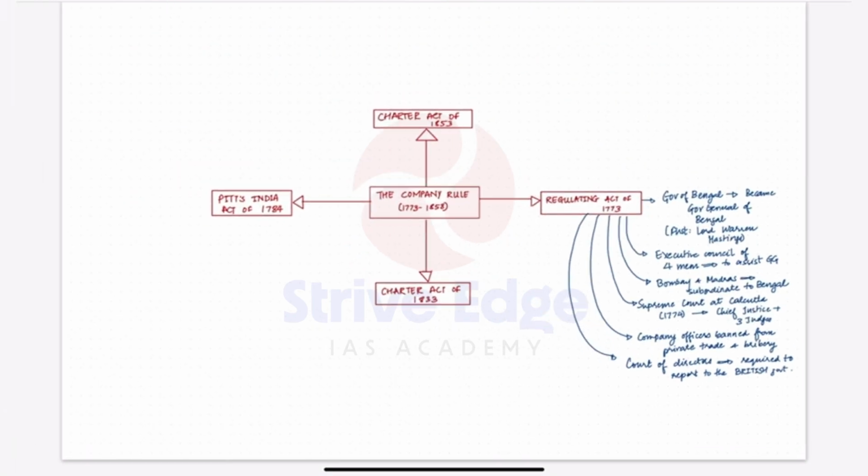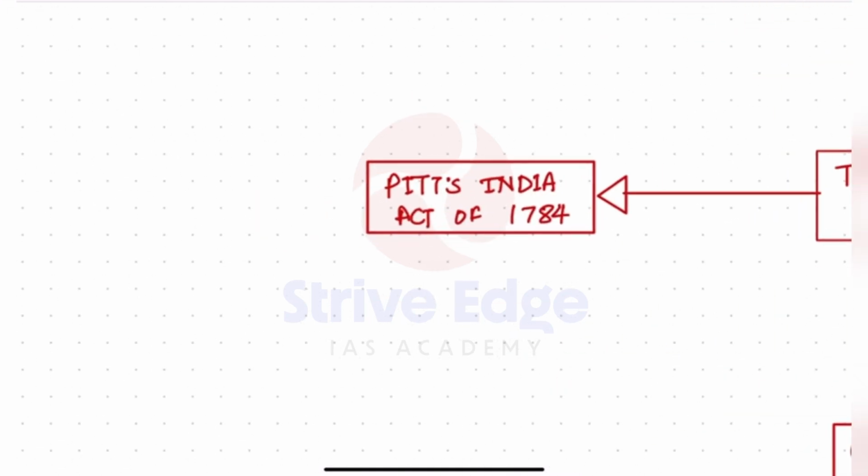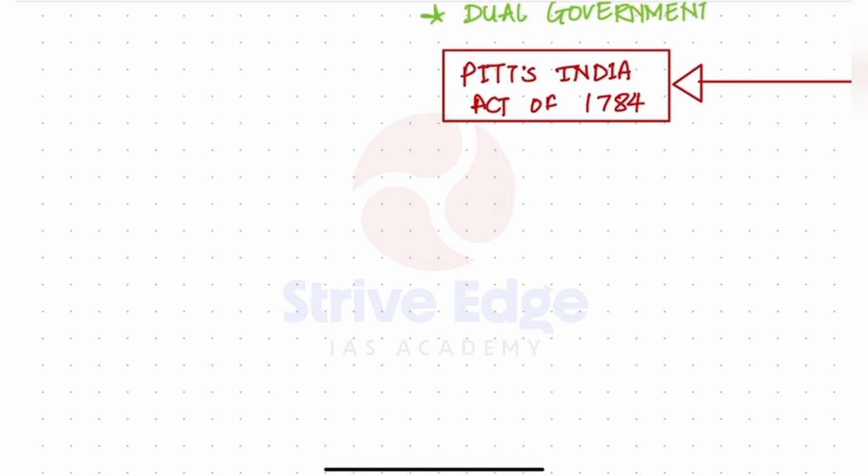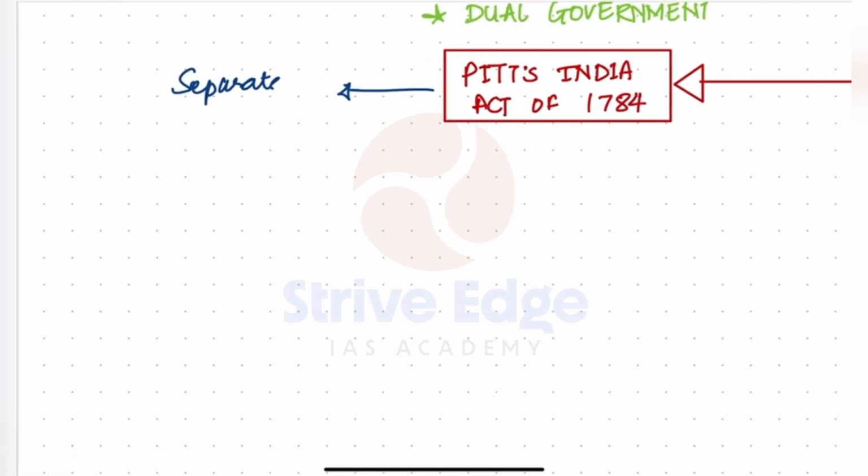While the Regulating Act of 1773 was a start, it had many flaws. The British corrected them with the Pitt's India Act of 1784, which introduced the concept of dual government. Here are the key features of the Pitt's India Act. This act separated the commercial and political functions.